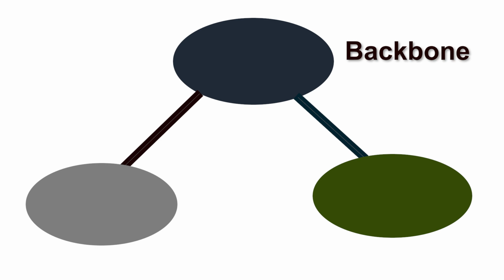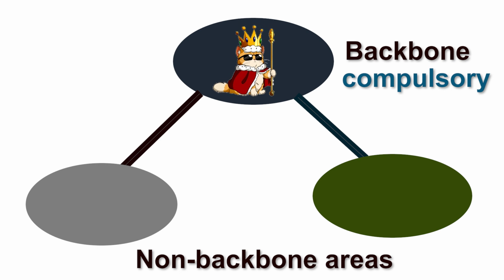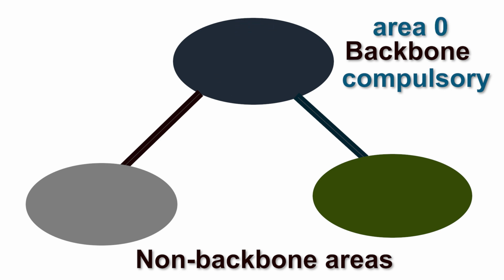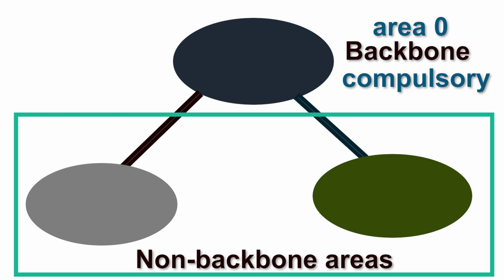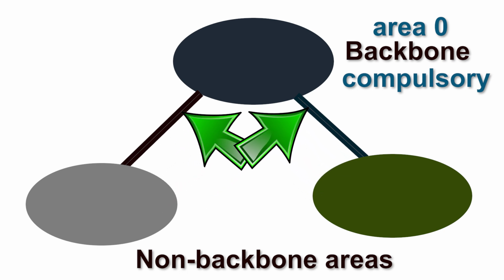OSPF supports a two-layer hierarchy, the backbone and the areas connected to it. The backbone area is compulsory. It represents the OSPF network's top-level hierarchy. It uses the number 0. Apart from area 0, all other areas are known as non-backbone or areas connected to the backbone. All other areas must have a link to area 0.